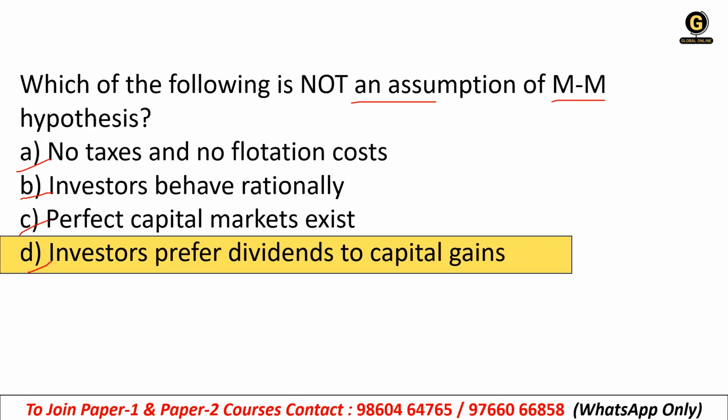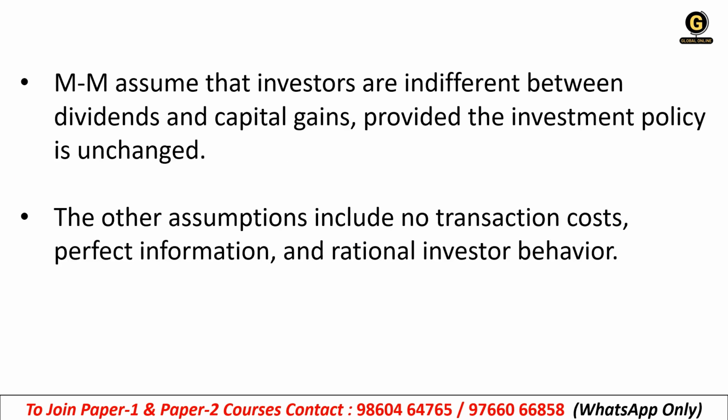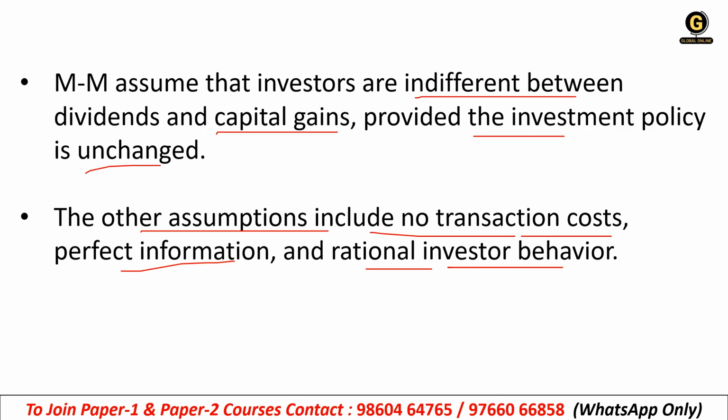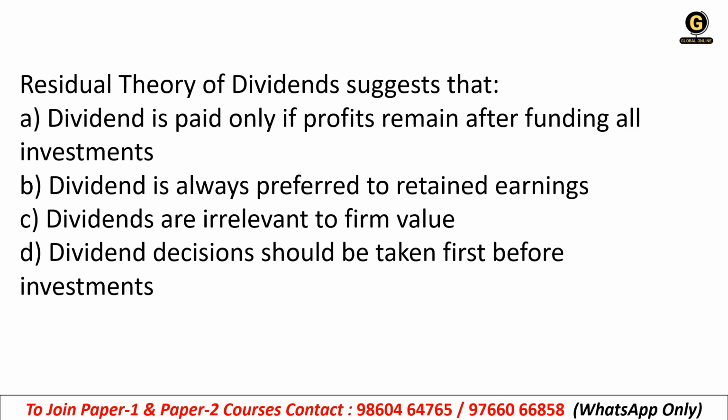Because no taxes, investors behave rationally, perfect capital market exists; these are the assumptions in the MM model or hypothesis. Investors preferring dividend to capital gain does not come under the hypothesis. MM assumes that investors are indifferent between the dividend and capital gain, provided the investment policy is unchanged. The other assumptions include no transaction cost, perfect information, rational investor behaviors. Clear?